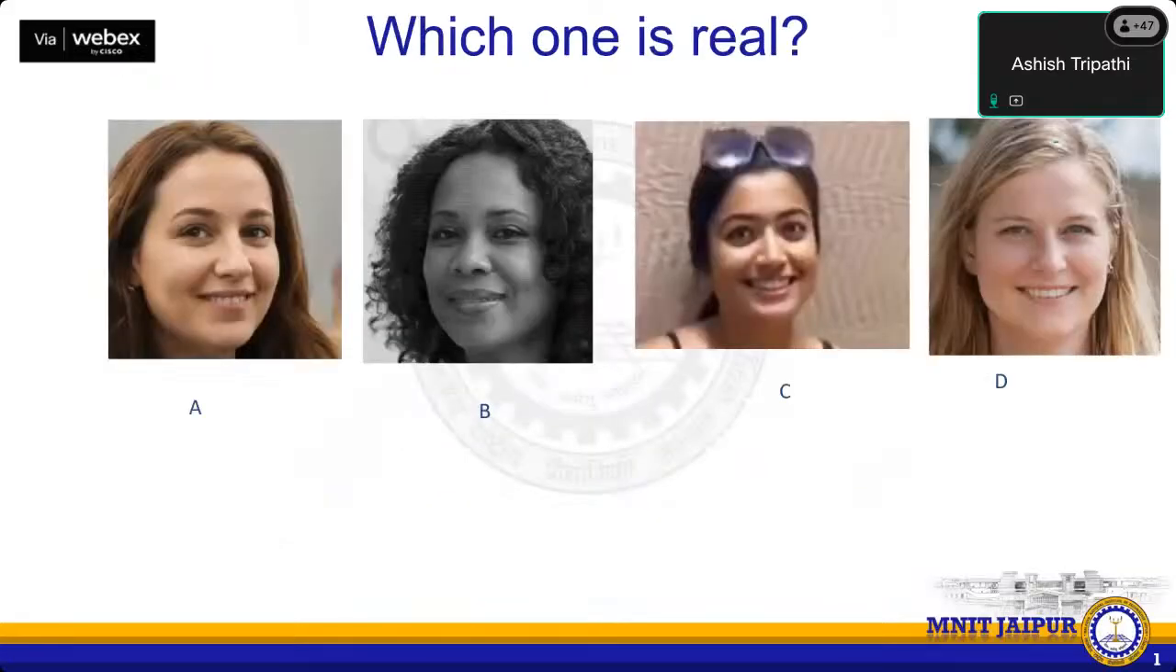Just before starting, you might already have some acquaintance with the term generative adversarial network. No doubt it's quite a popular word nowadays with the evolution of generative AI. So before starting, let's have a question. I have these four images A, B, C, and D. Which one of these images is real?